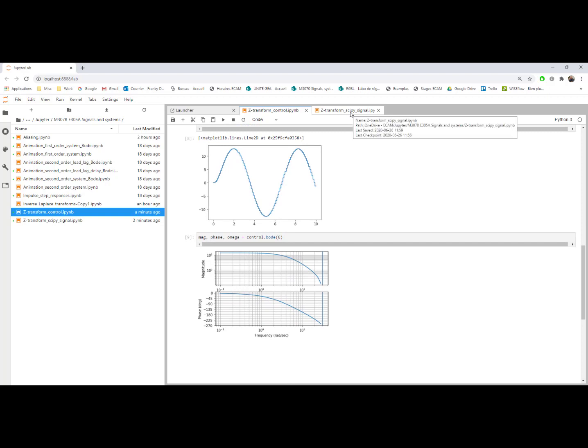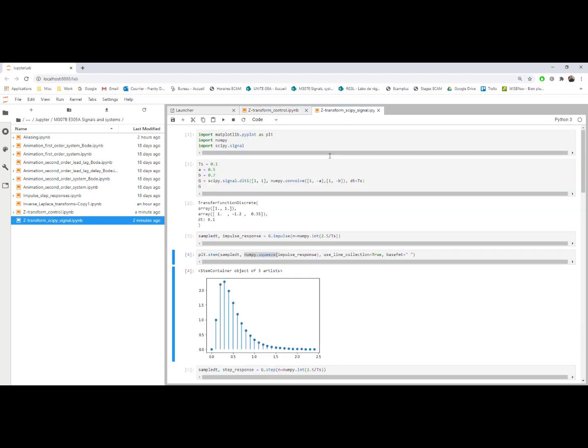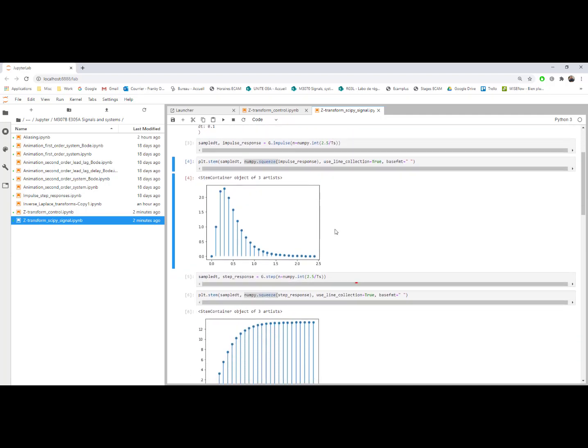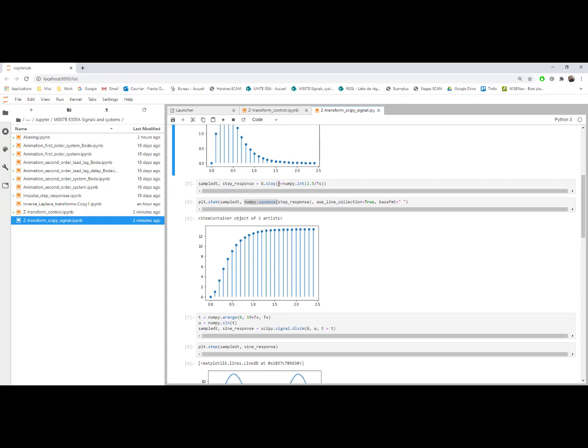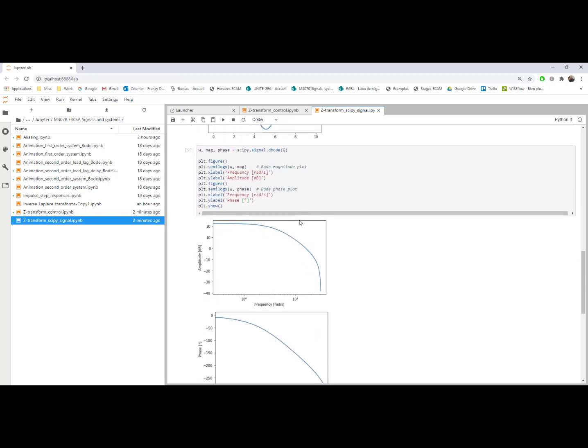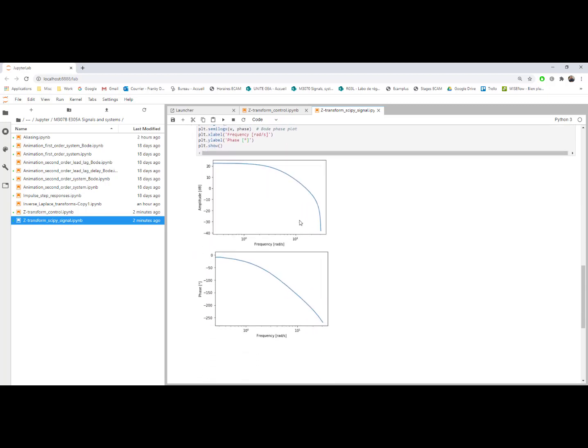It is also possible to work with another package, and this is what sometimes makes it a bit more difficult in Python. You have different packages you can work with. This is with the SciPy signal package. So the system is introduced like this, and again you can compute the impulse response, step response, the response to an input signal, which is the sine over here, and compute the Bode diagram.